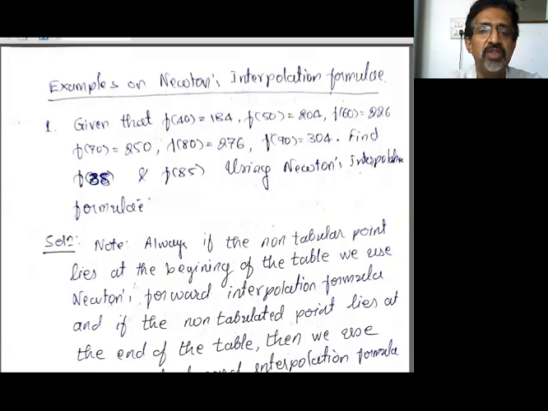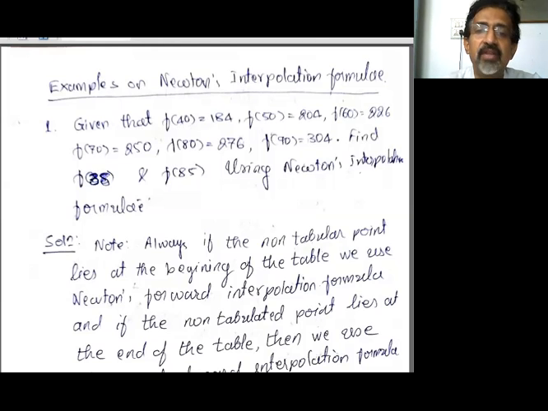Carefully, if you observe this, for f of 38, I want the value of the function at x equal to 38. My table starts with x equal to 40. That means this 38 is near the beginning of the table, right?